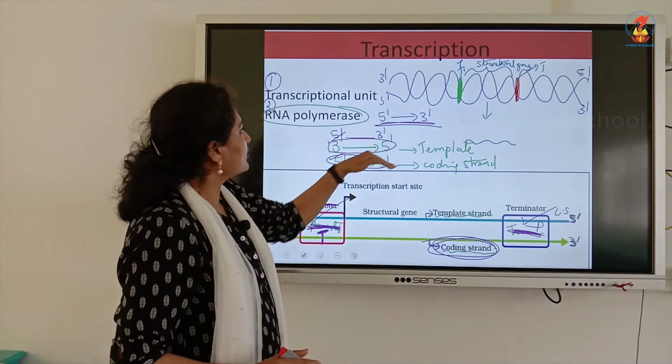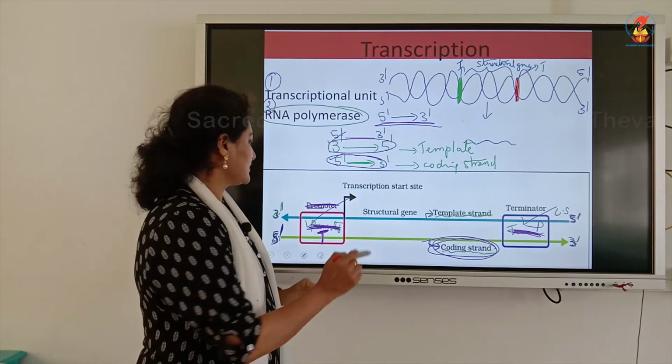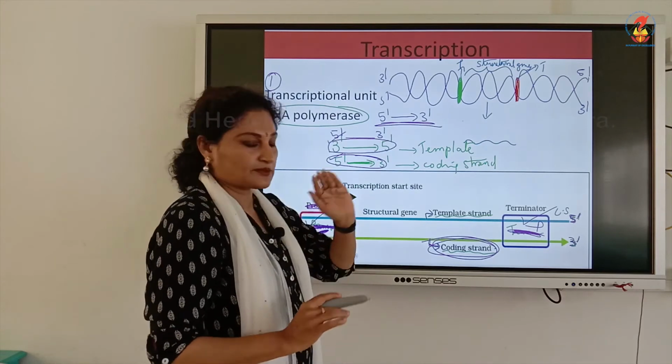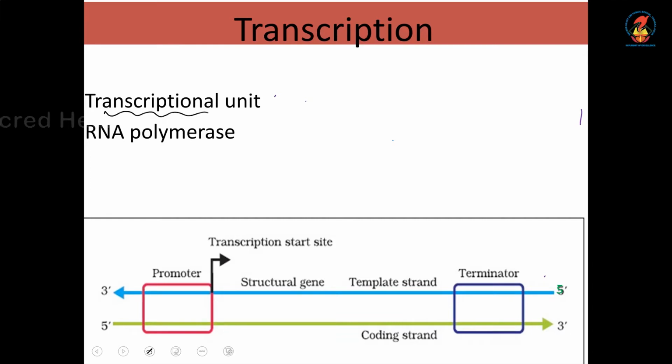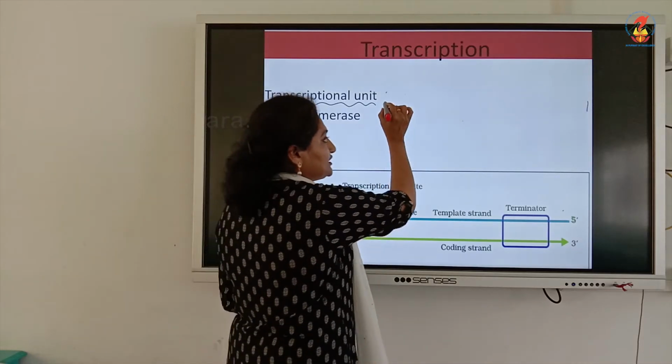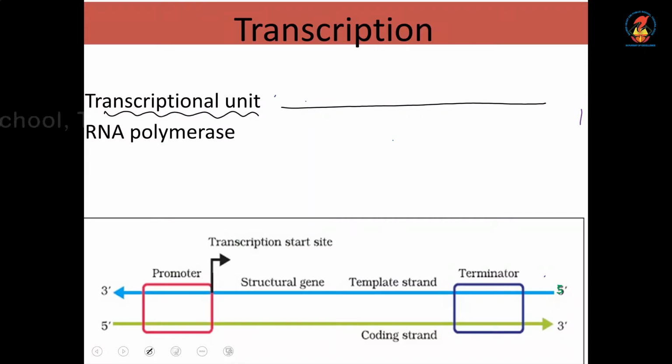So that's all about the transcriptional unit. Once again, after erasing, I'll explain the transcriptional unit. The transcriptional unit is the DNA. I've unbound the DNA and I'm showing you the 2 strands. I'm redrawing it here. This is one strand which is running in the 3', 5' direction, and this is the second strand which is running in the 5', 3' direction.